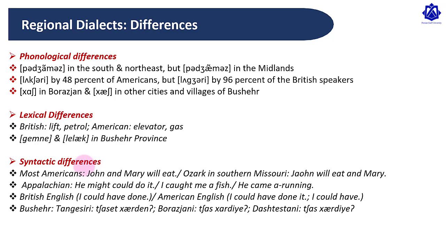Dialects might also differ from each other in terms of syntax. In the United States, most Americans would use "John and Mary will eat" when we want to coordinate these two sentences: "John will eat" and "Mary will eat." They combine and coordinate that by saying "John and Mary will eat."